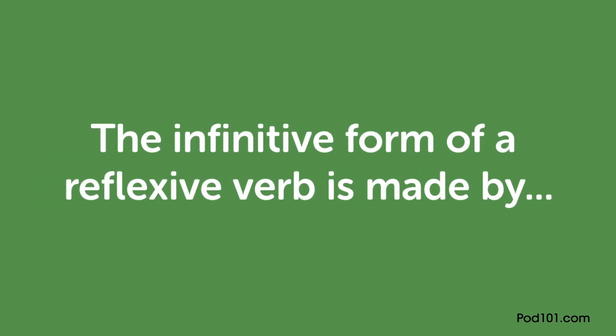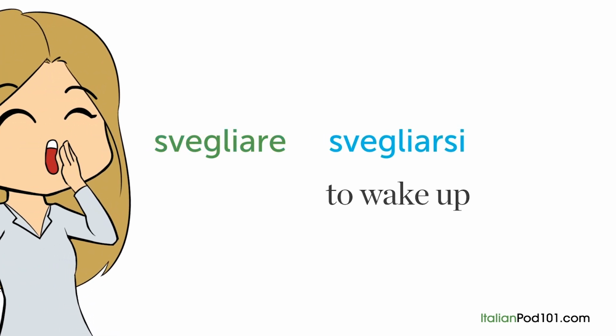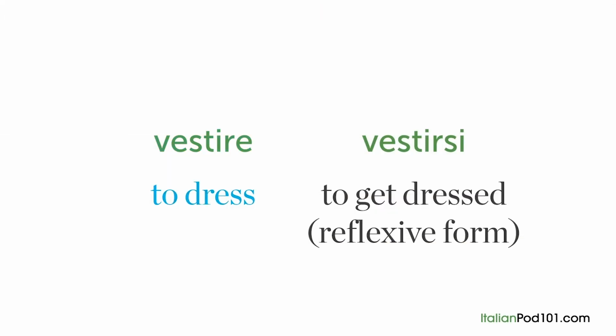The infinitive form of a reflexive verb is made by dropping the infinitive ending e from are, ere, and ire, and adding the pronoun si. For example, svegliare, svegliarsi, to wake up. Reflexive verbs, when conjugated, are preceded by a reflexive pronoun that complies with the subject. Let's see an example. Vestire, to dress, vs. vestirsi, reflexive form, to get dressed.